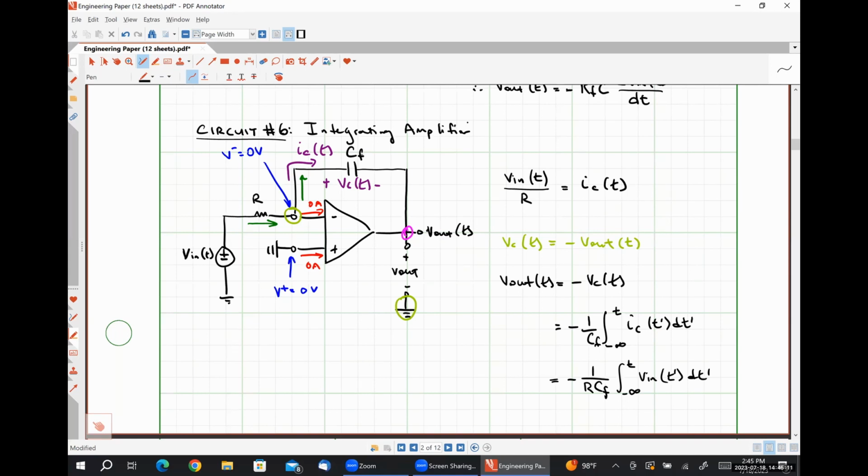All right, so those are the 6 different types of op-amp circuits that I wanted to introduce to you all today. If you have any questions about them, please let me know. And if not, I hope you have a good day and good luck on your exam if you have not yet taken it.